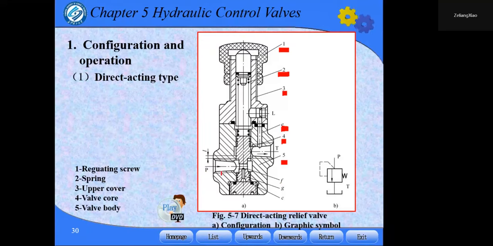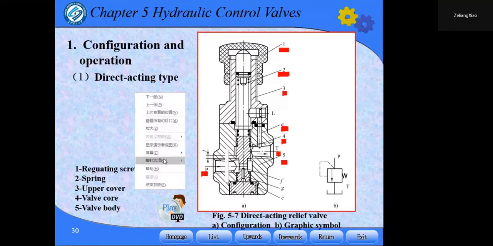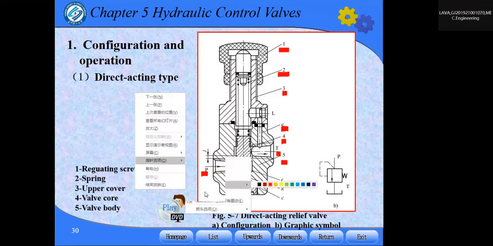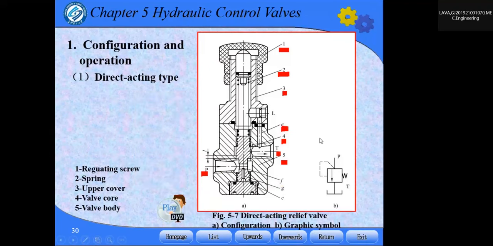P and T are the inlet and the outlet port. So we can first play the video to see the operating principle.